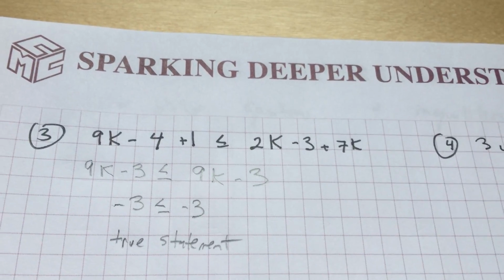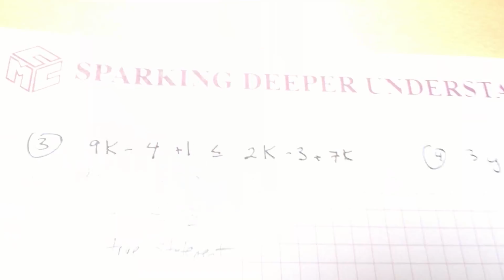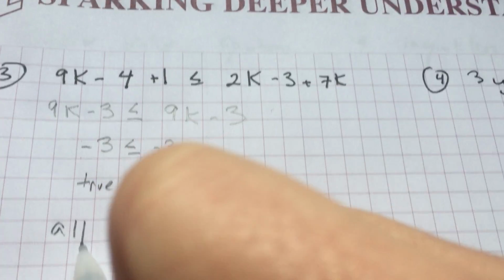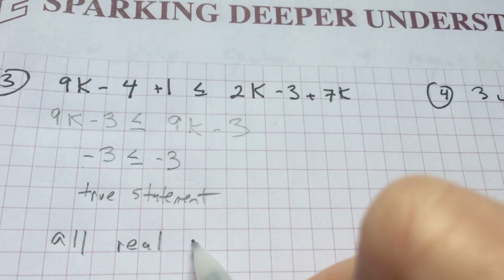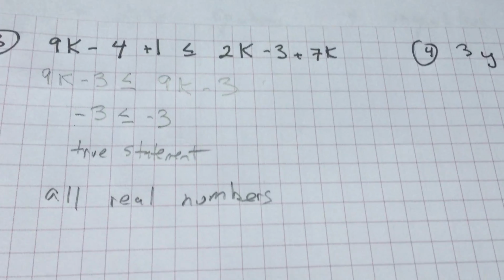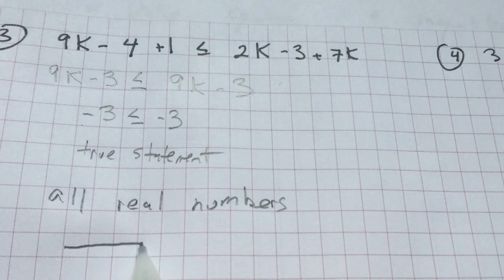So this is a true statement. And if we remember back to solving equations, when our variables canceled out and we're left with a true statement, we are given a solution of all real numbers. Now technically we can graph this, all real numbers. It's the easiest graph that you're ever going to see.